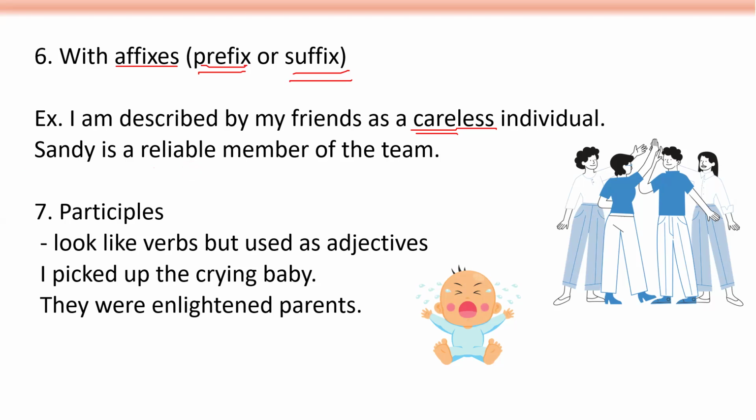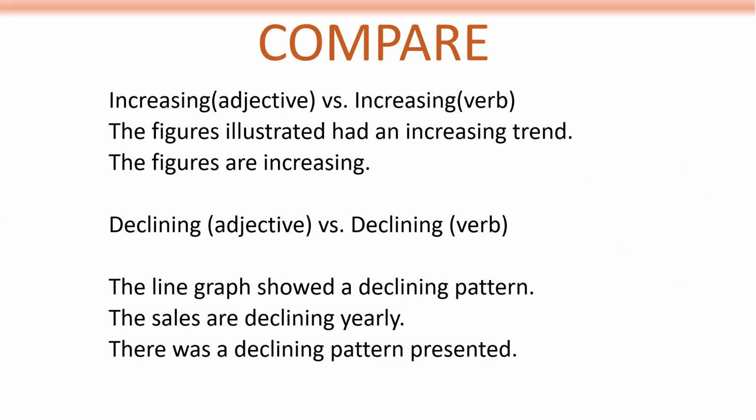And then we have number 7, participles. This is going to get a little too confusing because participles appear as verbs, but they function as adjectives. All right? And examples are, I picked up the crying baby. In this case, the word crying is not used as a verb. It's actually used as an adjective because it describes the baby. Which baby are we pertaining to? The crying baby. Okay?